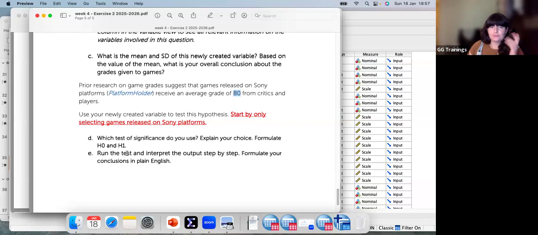Your H0: in this population, the average grade given to Sony games from critics and players is 80. Your H1, there's no indication that you should make it directional, so you just keep it non-directional and you say that the average grade given to Sony games from critics and players is not 80.